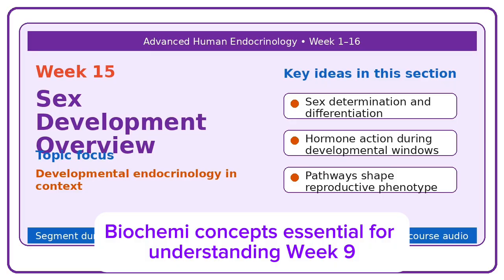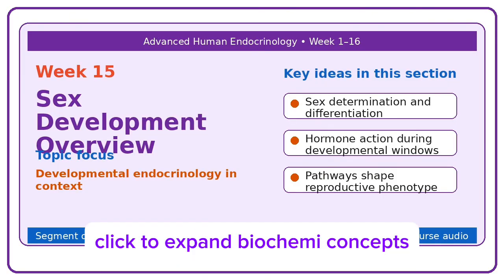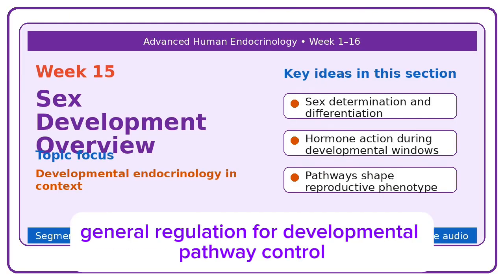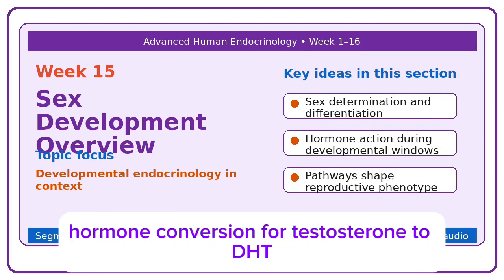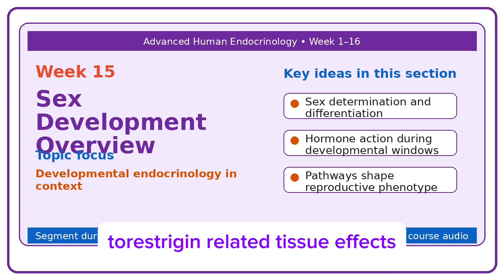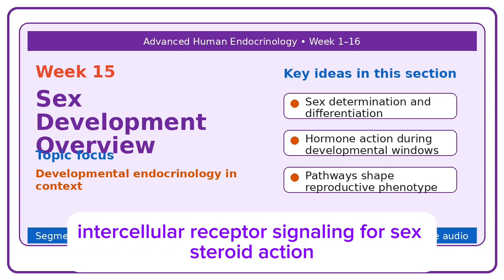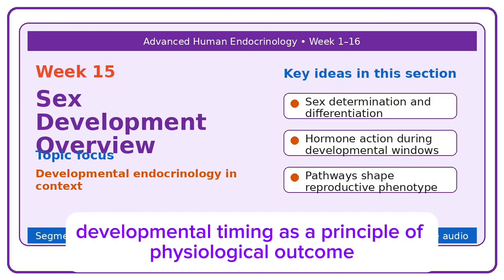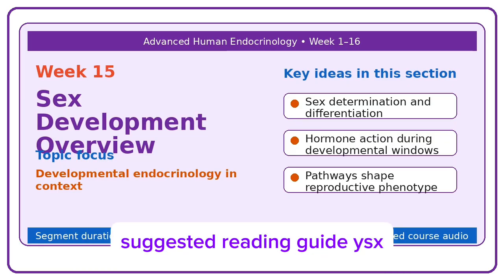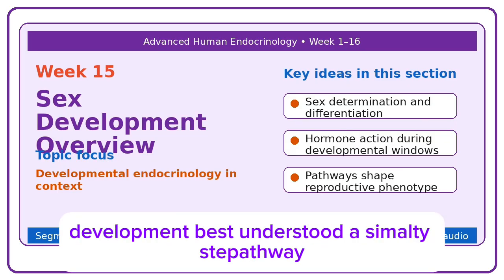Biochemistry concepts essential for understanding Week 9. Click to expand. Biochemistry concepts: gene regulation for developmental pathway control, steroid hormone biosynthesis for testosterone and estrogen pathways, hormone conversion for testosterone to DHT to estrogen-related tissue effects, intracellular receptor signaling for sex steroid action, feedback regulation for pubertal and gonadal endocrine control, developmental timing as a principle of physiological outcome.